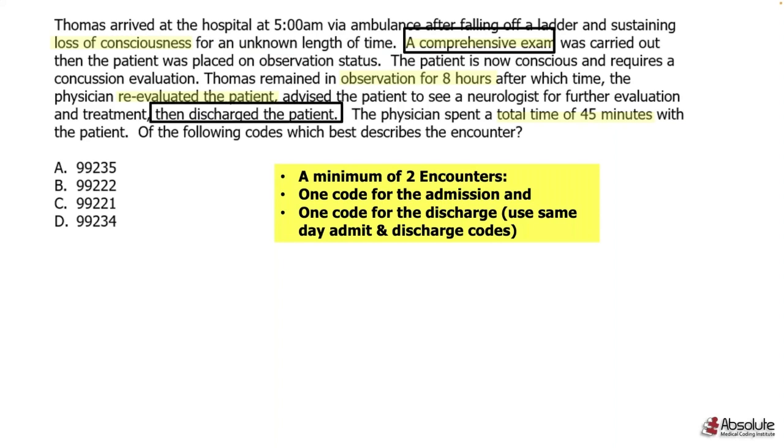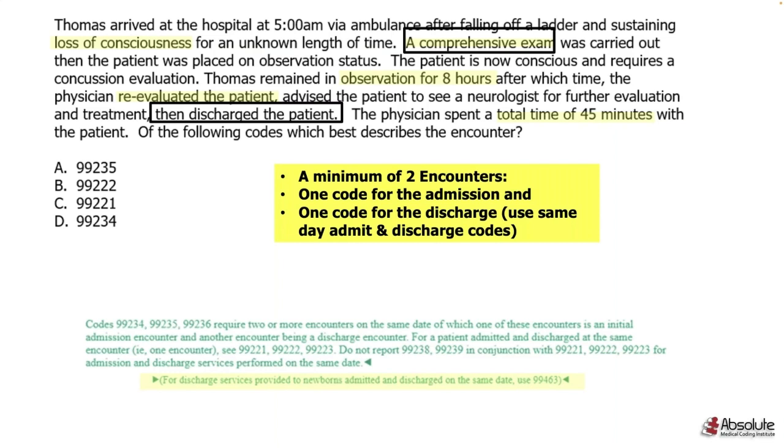Also, one code for the discharge. Then the patient was discharged. As you can see, there was an encounter, that initial patient exam took place, and a discharge. So we do have a minimum of 2 encounters. And if you revisit the guidelines, it says it's required 2 or more encounters on the same date, of which one of these encounters is an initial admission encounter, and the other encounter is a discharge encounter. So I think it satisfies it.